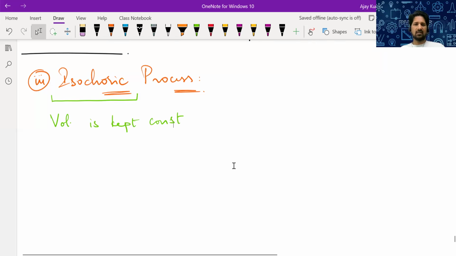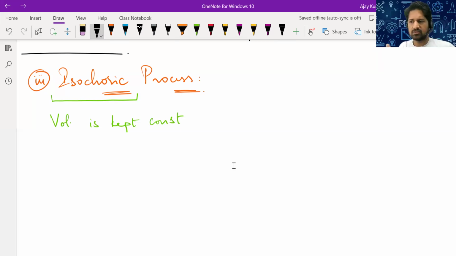And it's very easy to understand how to carry out such a process. Just take a container whose volume does not change. It can exchange heat with the surroundings, but the volume should not change. Simple. So fixed piston. Don't allow the piston to move. It should not move outwards or inwards. So the gas cannot expand. It cannot get compressed also. So if you use a container of constant volume, you can carry out a constant volume process.